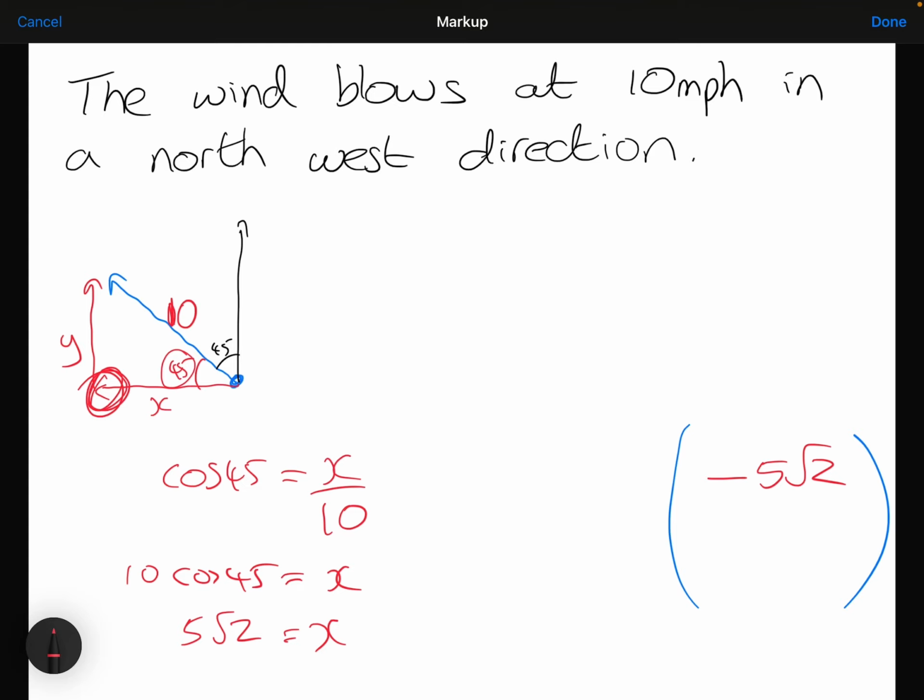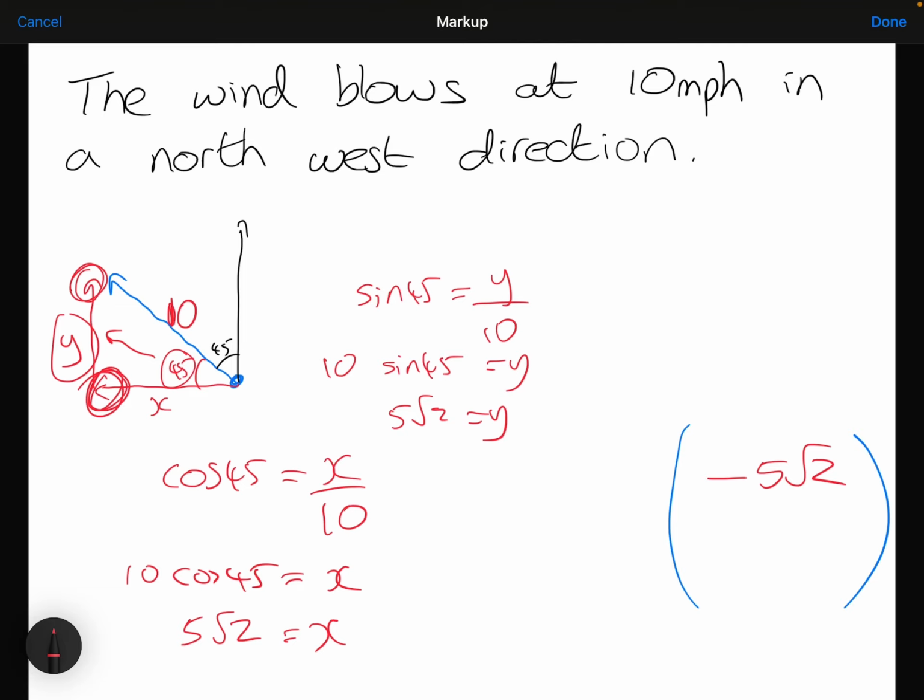And to work out the y, some of you might be able to spot a shortcut of doing this already, considering it's a 45 degree angle. If I were to do it the long way, the y is opposite the 45, so sine 45 equals y over 10, times both sides by 10, so y is 5 root 2. I don't need to worry about it being negative because it's going up, it's going in the north direction, it's positive.